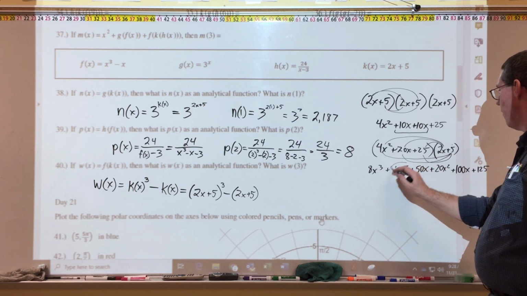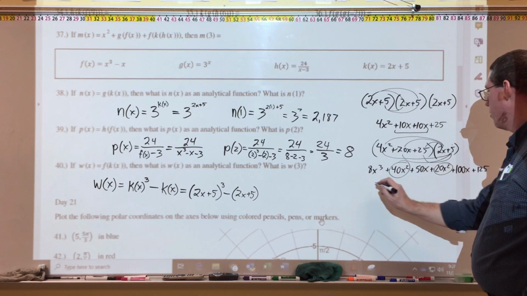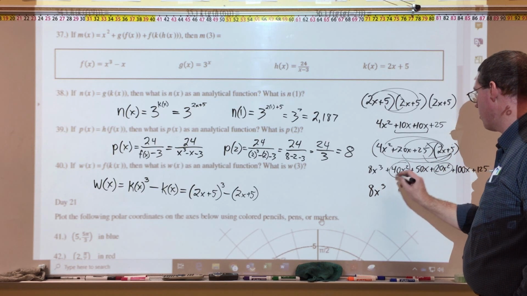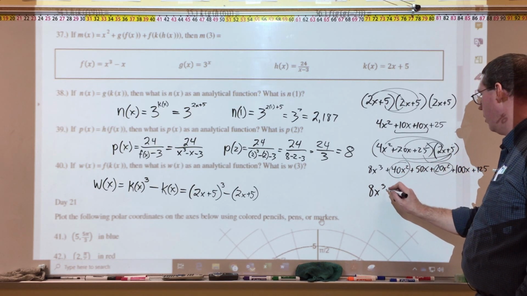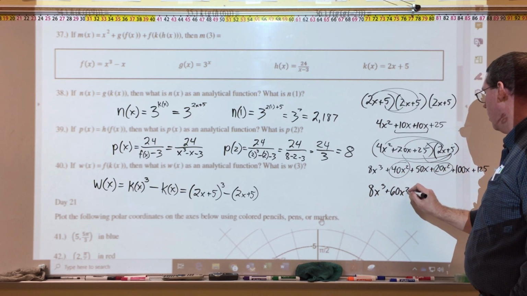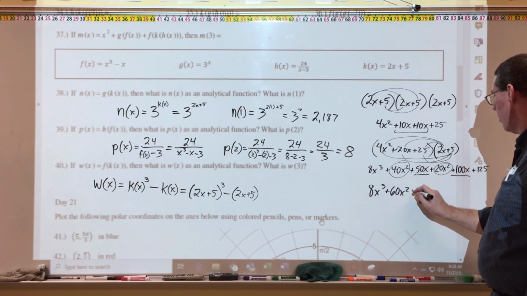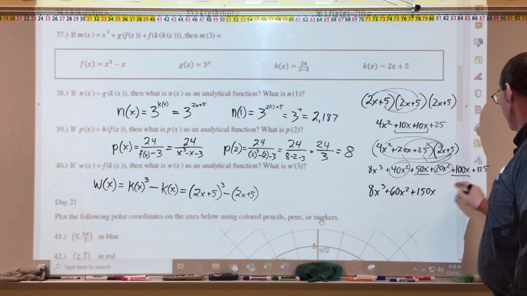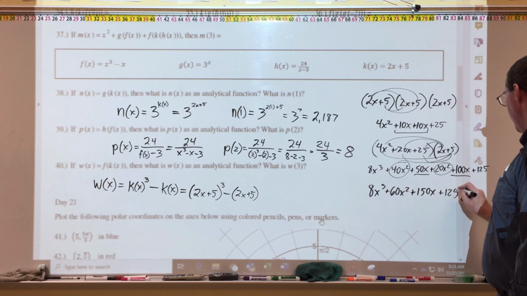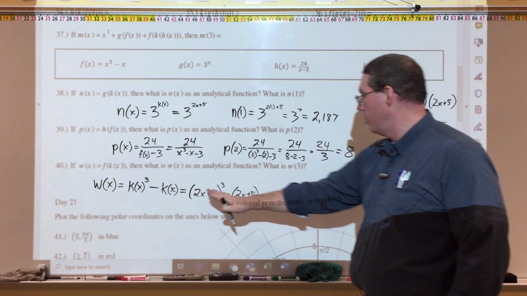Now I need to combine my x squares. So I'll put my 8x cubed first. 40x squared plus 20x squared is 60x squared. Now I've got to combine my x to the first powers. 50x plus 100x is 150x plus 125. This is just this part.